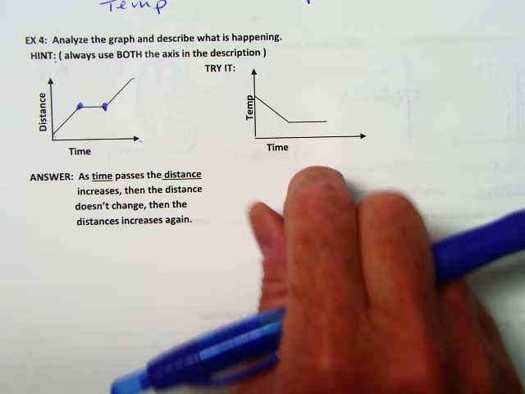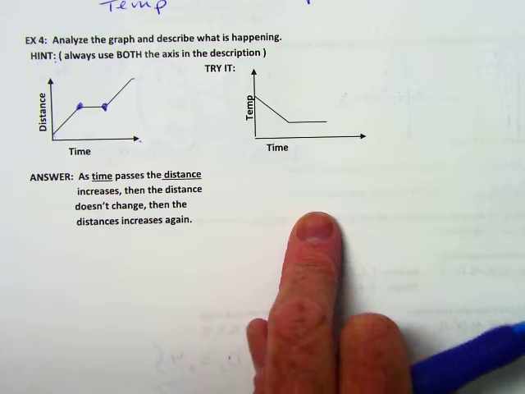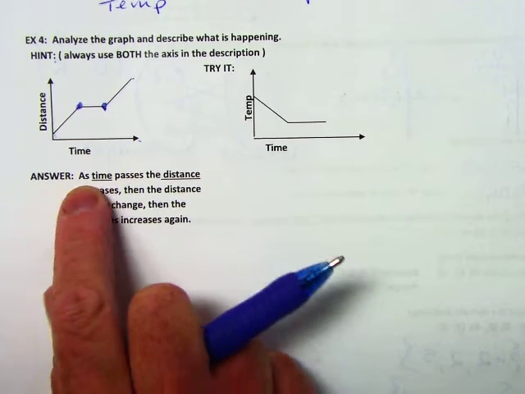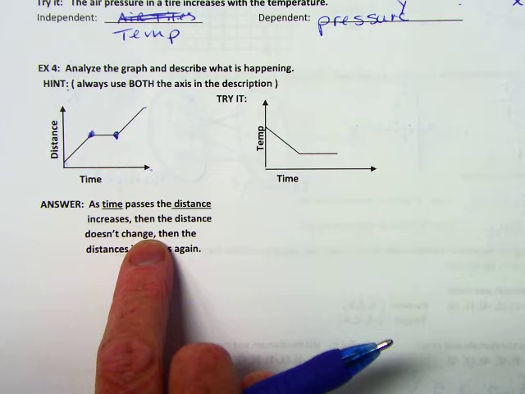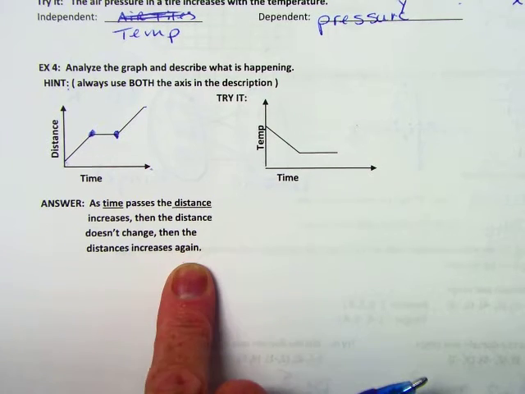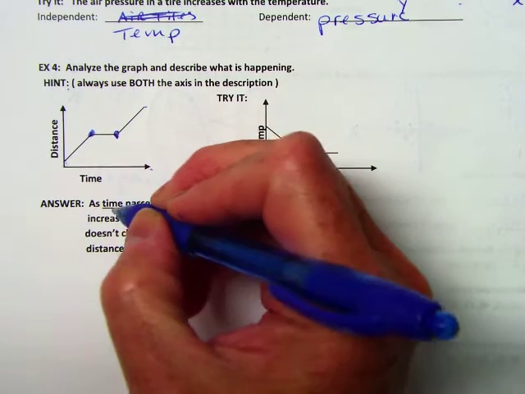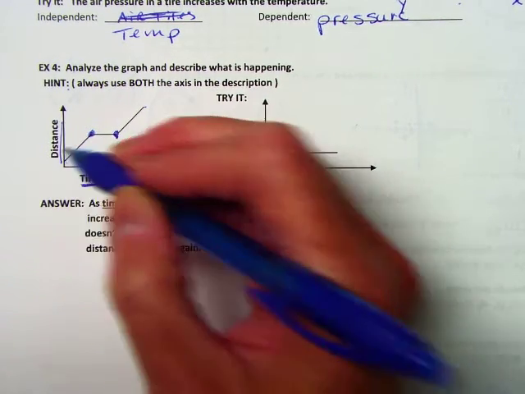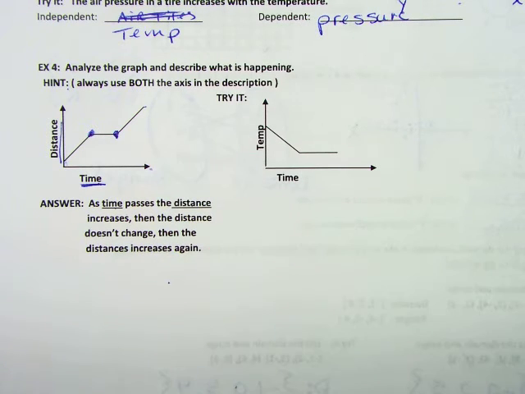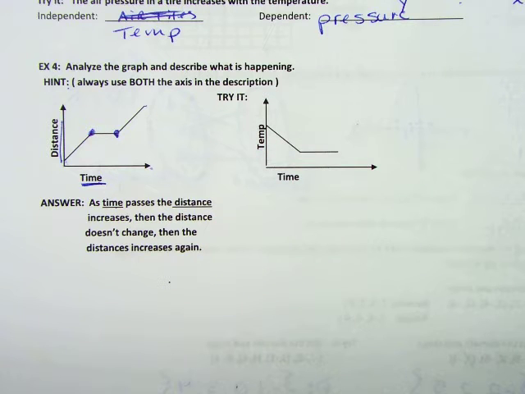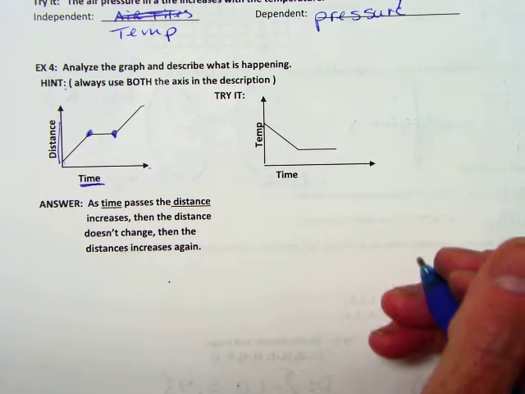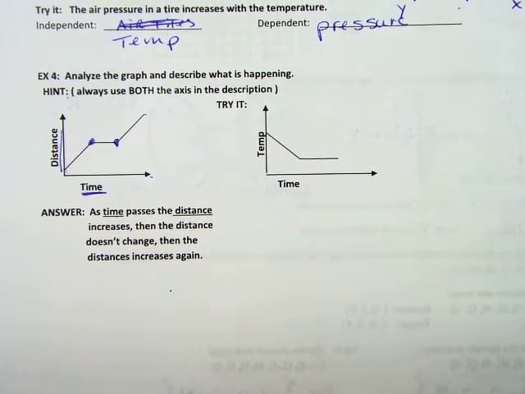See if you can describe this one. The answer here says, as time passes, the distance increases, then it doesn't change, then the distance increases again. Notice that they're using the words on the axis in their description. A great answer will use both of those words. So see if you can describe what's happening here using these words, and then we'll see if you can give me an example of what could fall into this category.